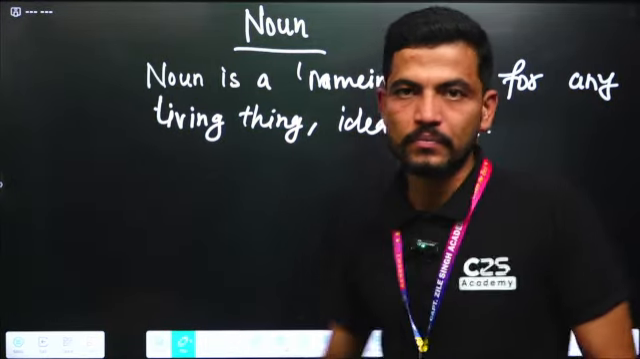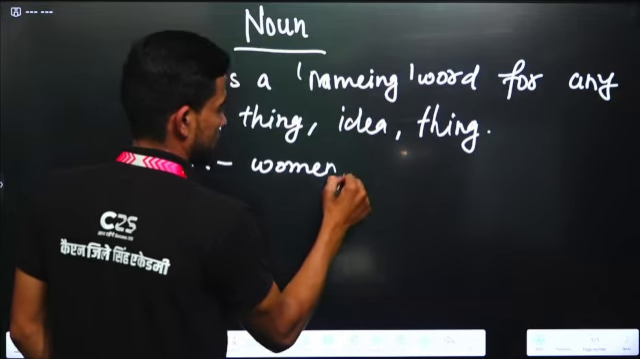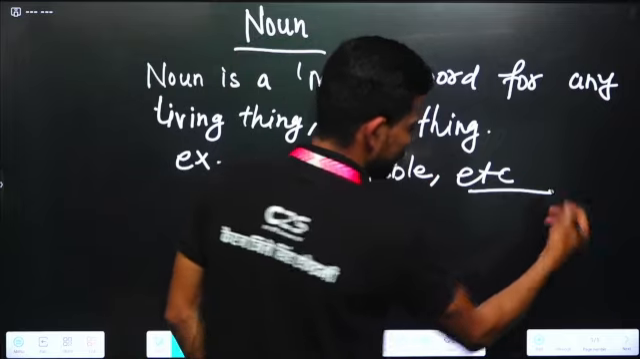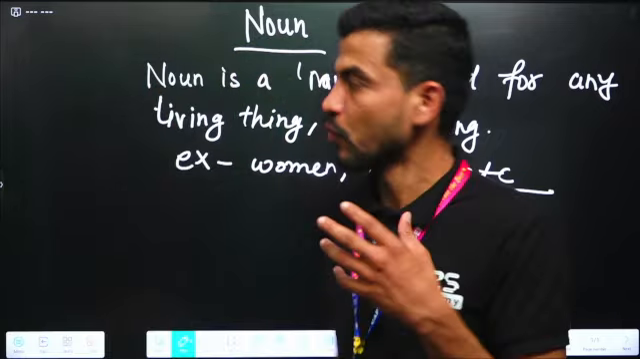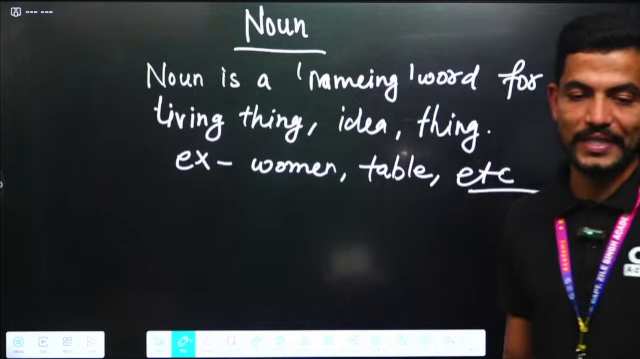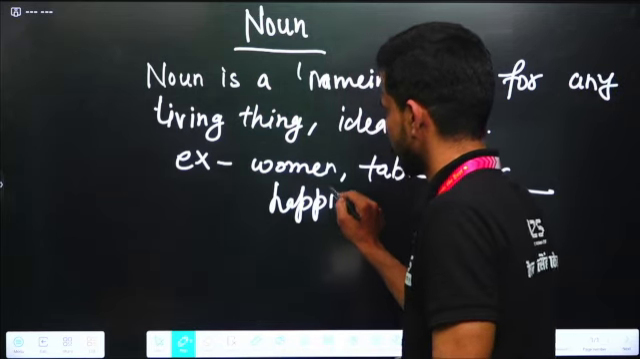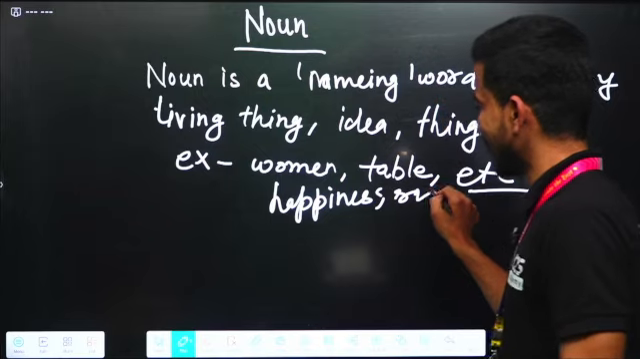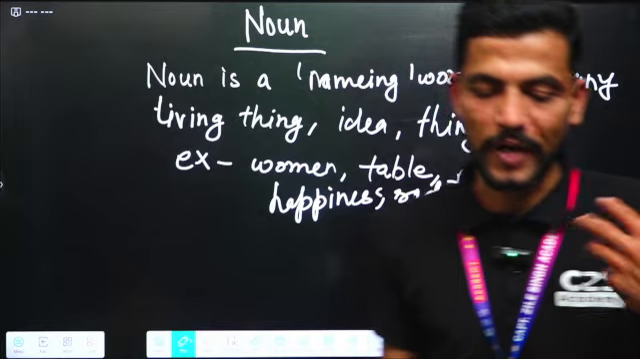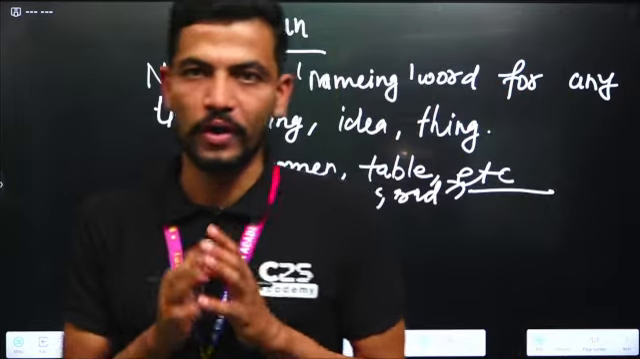For example, woman, table, etc. So a noun is a naming word for living things, for any idea, or for any feelings, like happiness, sad, etc. So this is a noun, and in Spanish all nouns are either masculino or feminine.